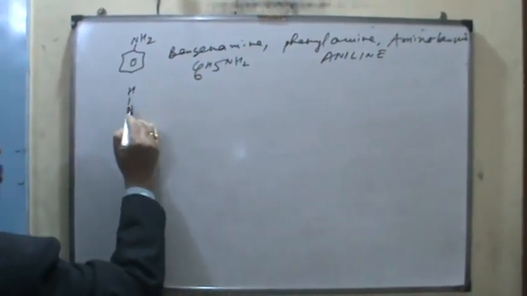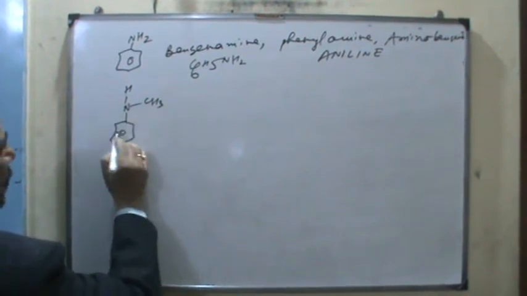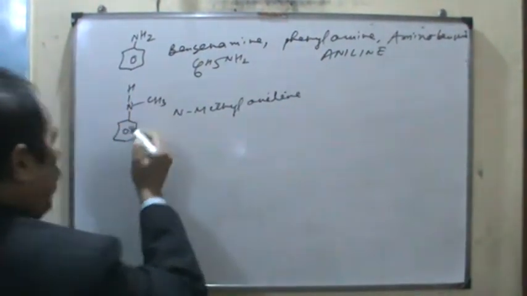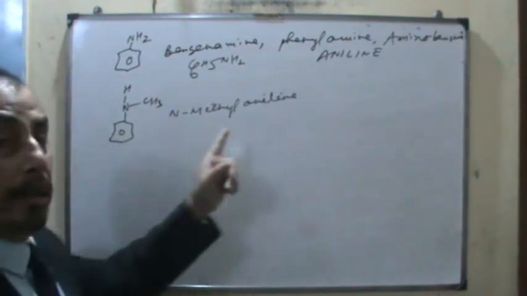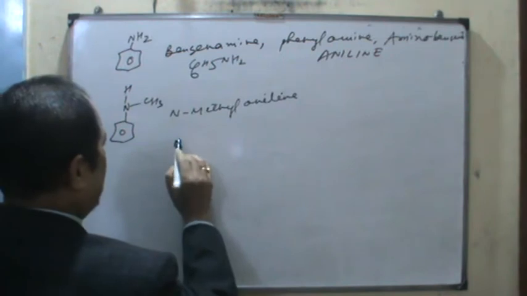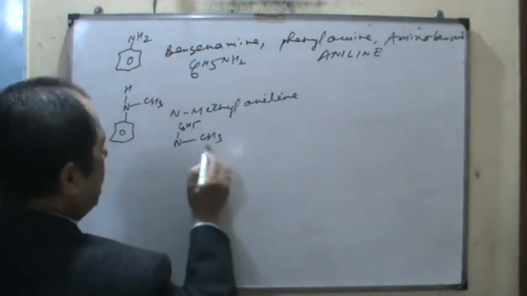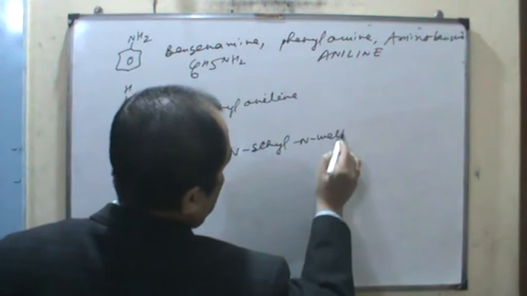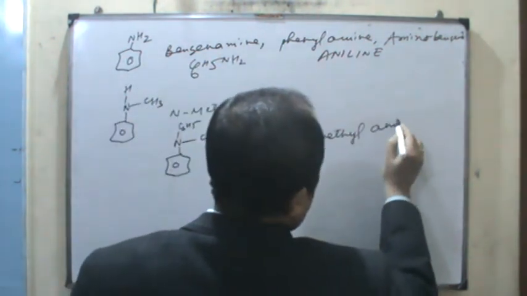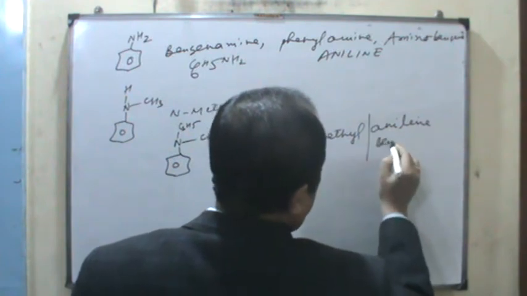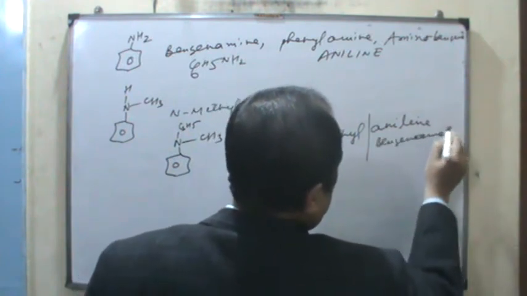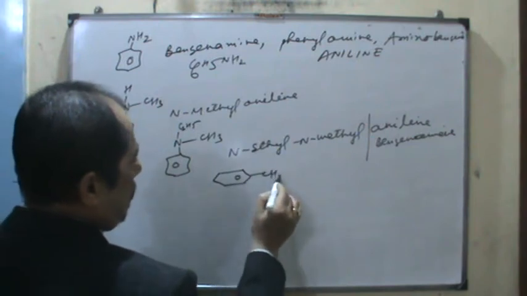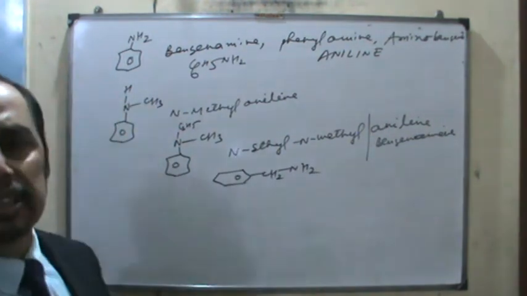Now NHCH3 on a benzene ring: N-methyl aniline or N-methyl phenylamine. You take here ethyl, methyl and amine. So you write alphabetically N-ethyl, N-methyl aniline, or instead of aniline you can write benzenamine, right?